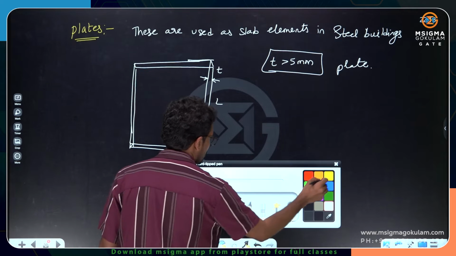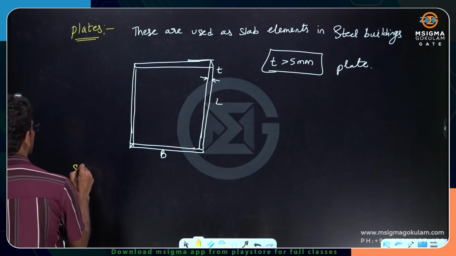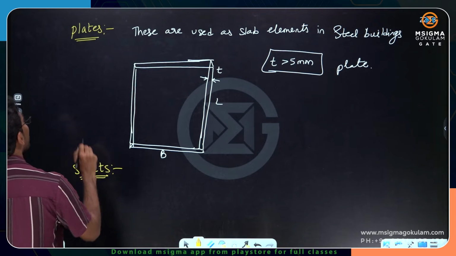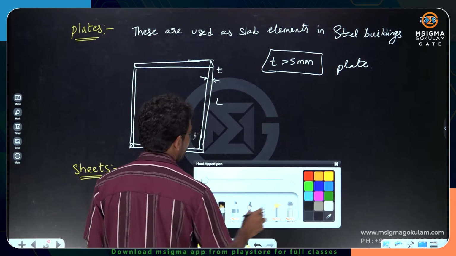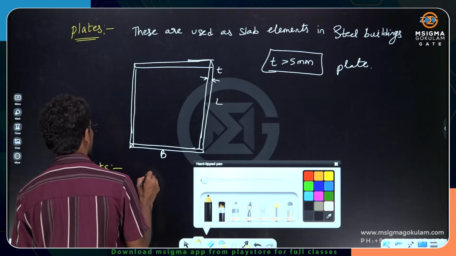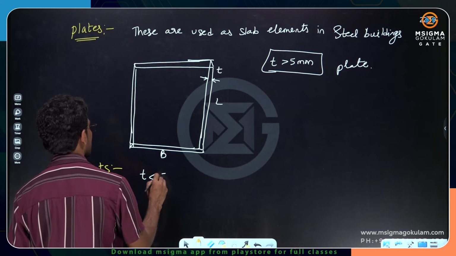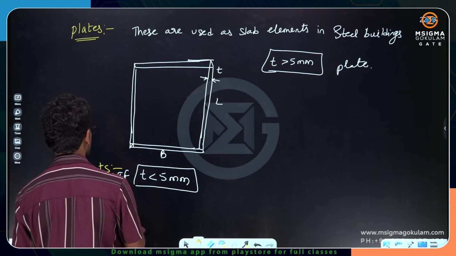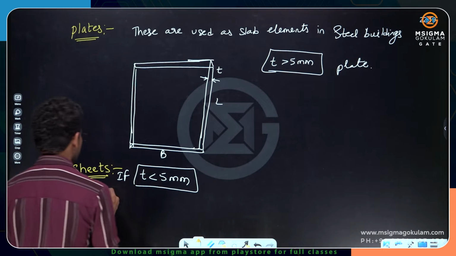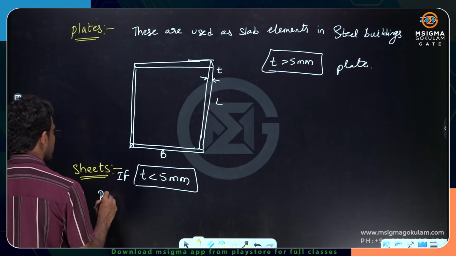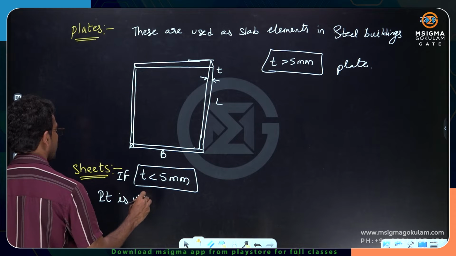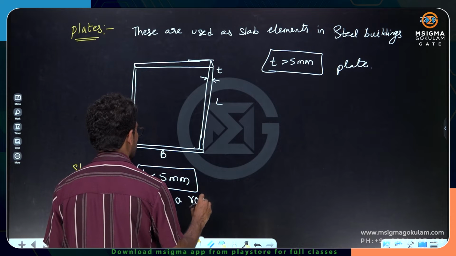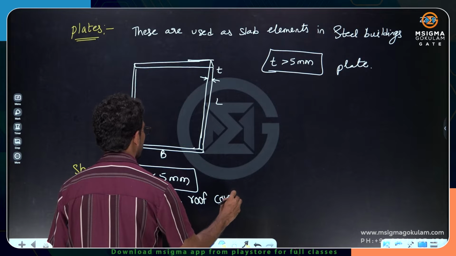And we have something called sheets. Plates and sheets. The basic difference between plates and sheets is thickness. If the thickness is less than 5 mm, then we call the material a sheet. Where are we going to use sheets? As a roof covering material.